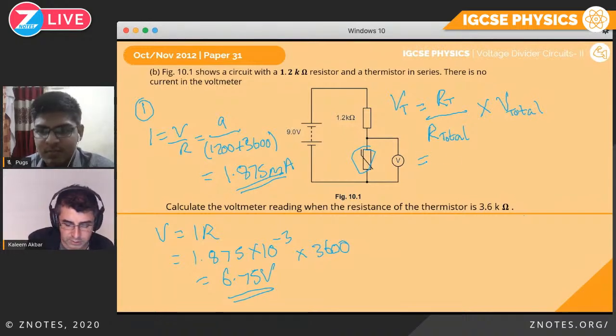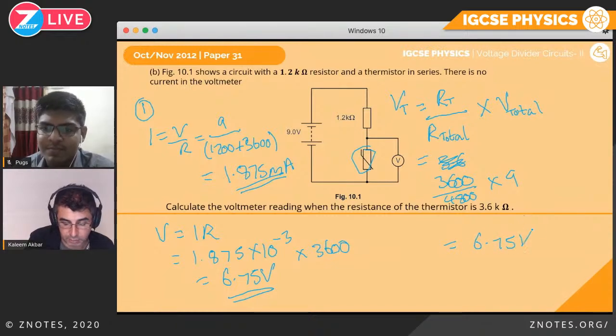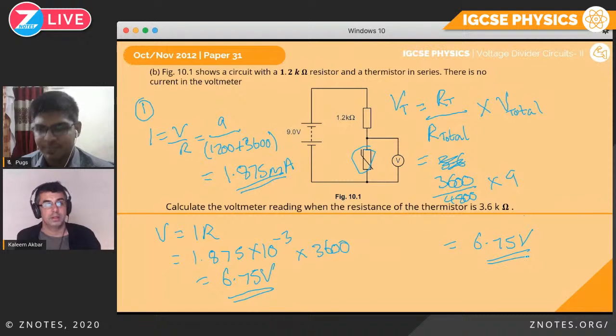But if we do this, 3,600 divided by 4,800 times 9. And I'm not even going to look at it because I guarantee if you stick that in the calculator, it'll be 6.75 volts. Why do I like that better? It's one calculation, you get there quicker. That comes with practice. Is there anything wrong with doing the first one?